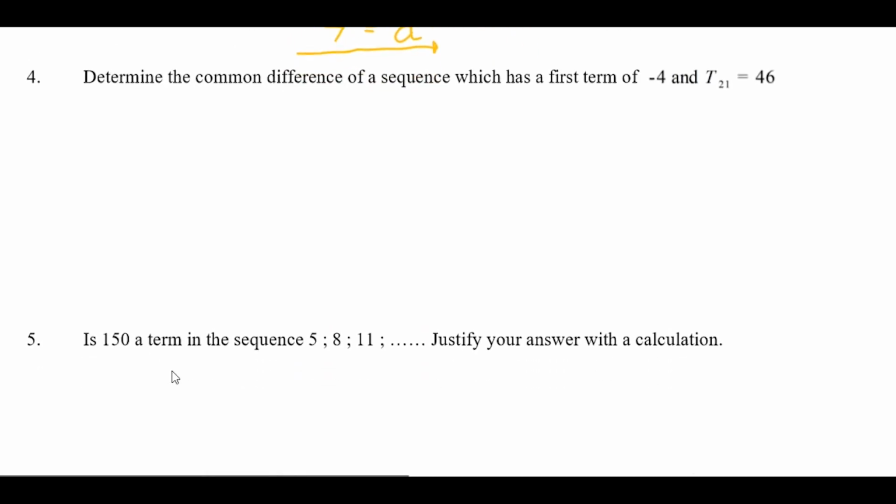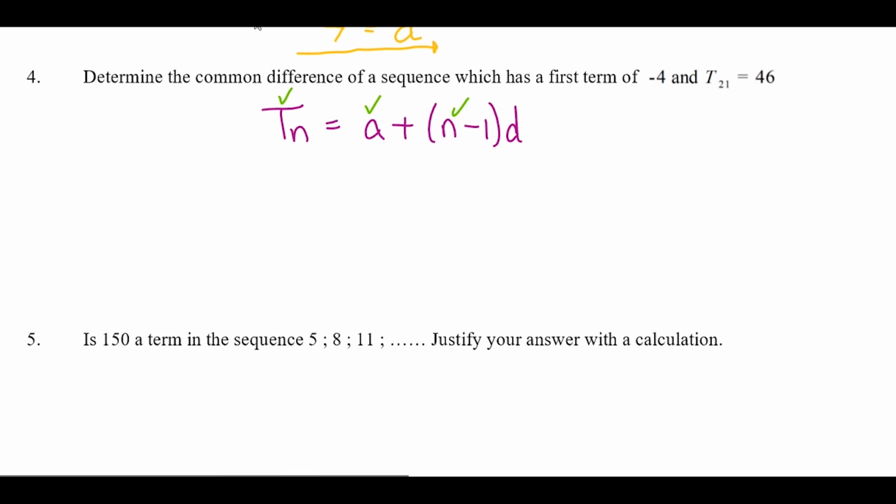Right, let's have a look at this one. Determine the common difference of a sequence which has that as the first term and T21 is 46. Let's have a look. Tn is A plus n minus 1 lots of d is our formula. Right, I know that T21 is 46. So in fact, in this formula, I know a term, I know which number term it is, and I'm told the first term.